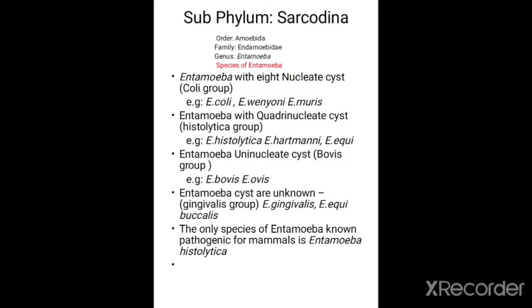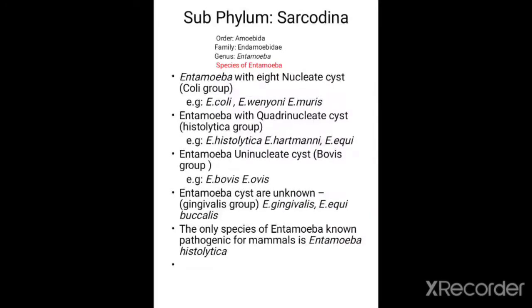The next group is Entamoeba with quadrinucleate cyst. It is called the Histolytica group, and the classical example for this group is Entamoeba histolytica. The next one is Entamoeba with uninucleate cyst. It is also called the Bovis group, and Entamoeba bovis and Entamoeba ovis are the examples.